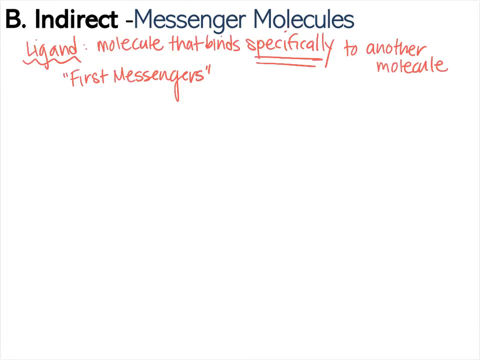Technically, a ligand is just a molecule that binds specifically, again, it has to be that very specific interaction, to another molecule, and usually it's another larger molecule. We could also call them first messengers. So messenger molecules, first messenger, ligand.